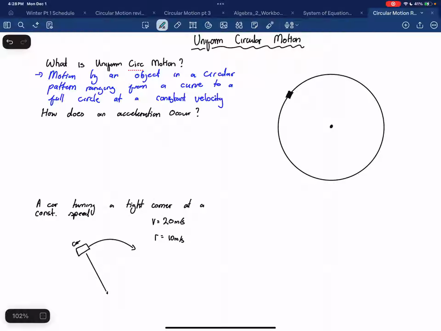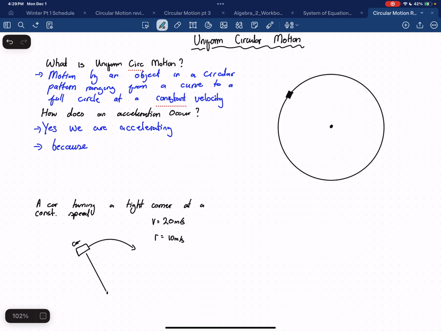All right. Uniform circular motion. The car is turning, the object is moving in a circular pattern at a constant velocity. Are we accelerating? Yes, we're accelerating. Although I know this is not the question that I just got asked. But yes, we're accelerating. How are we accelerating?